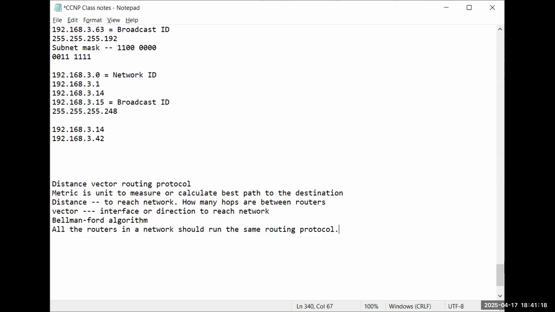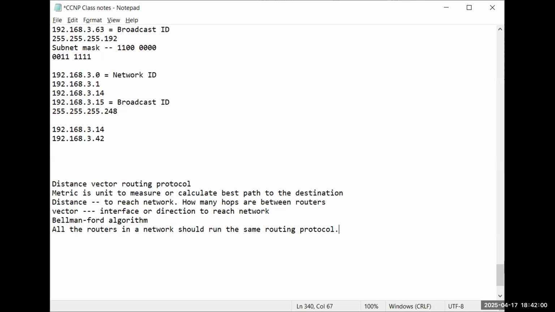Updates can be shared between the networks or routers only if the routers in your network run the same routing protocol. If I'm using RIP, yes, RIP on all the routers. Say I have 10 routers in my network, all belonging to different geographical locations. All the 10 should run RIP or OSPF or EIGRP. So that is how we have to configure the routing protocol.